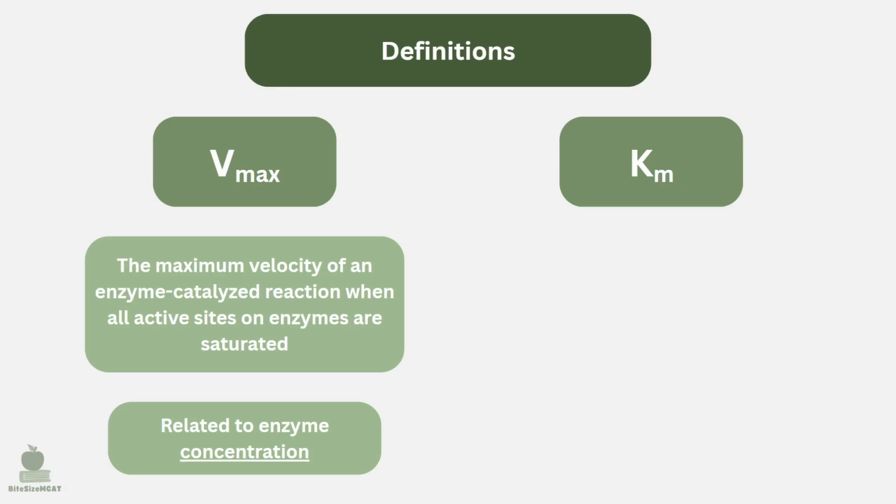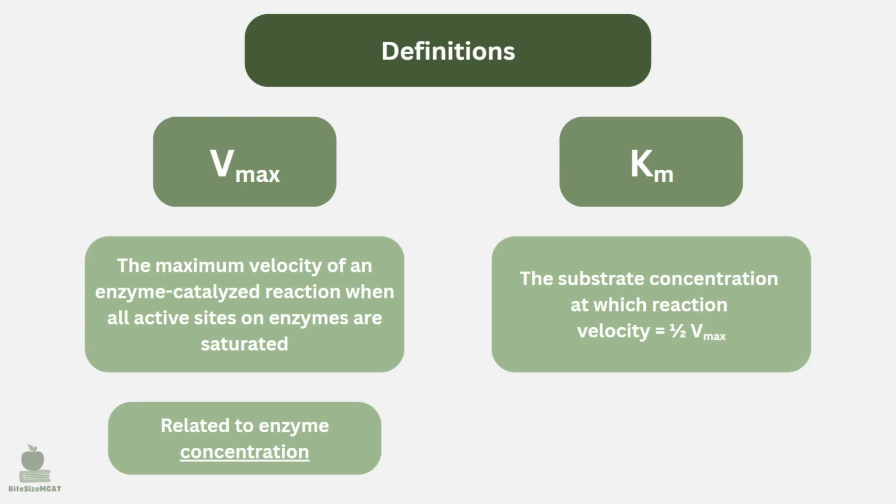Km, on the other hand, is the Michaelis-Menten constant and is the substrate concentration at which the reaction velocity is 1/2 of Vmax. We will see how this looks on a Michaelis-Menten plot later. Km is related to enzyme affinity.